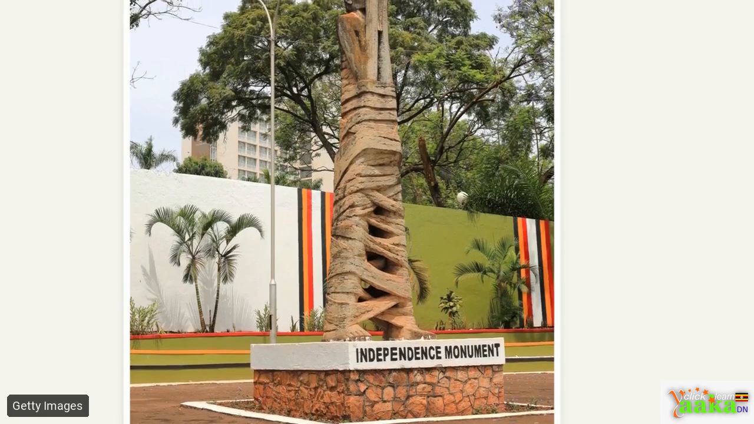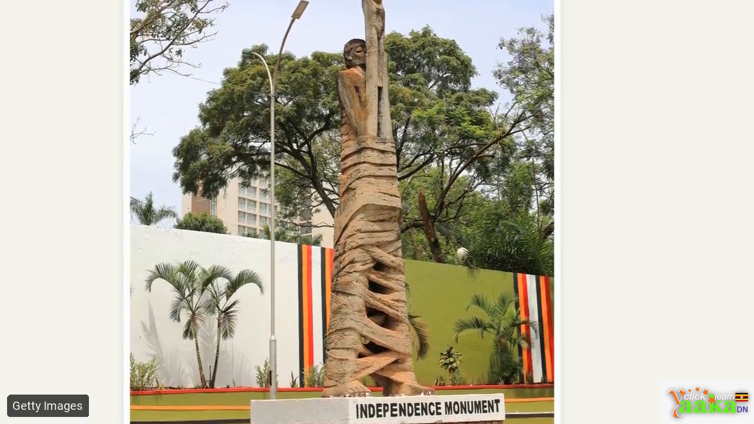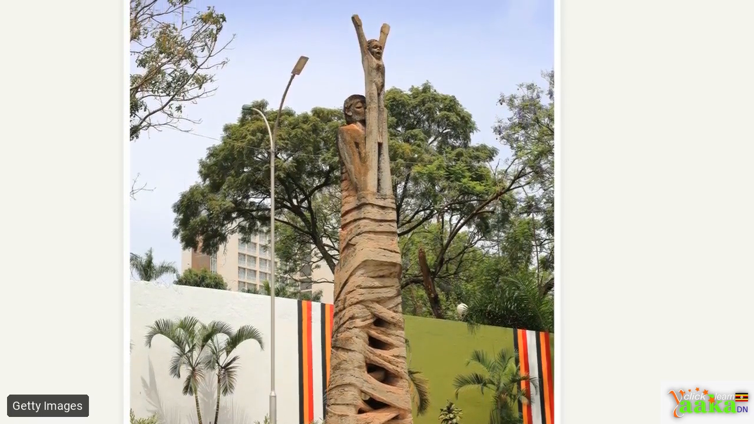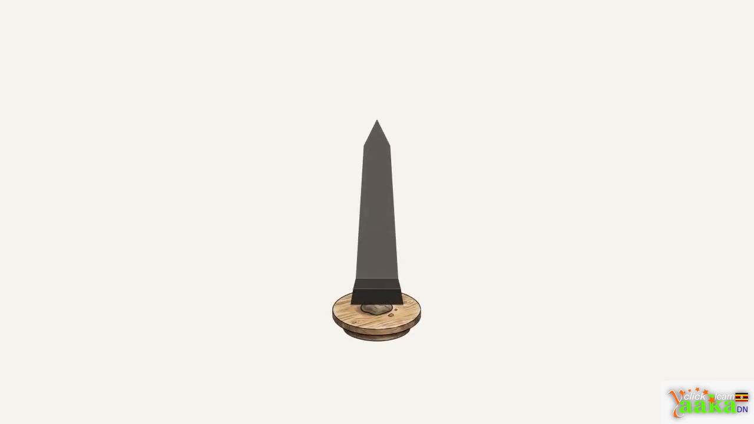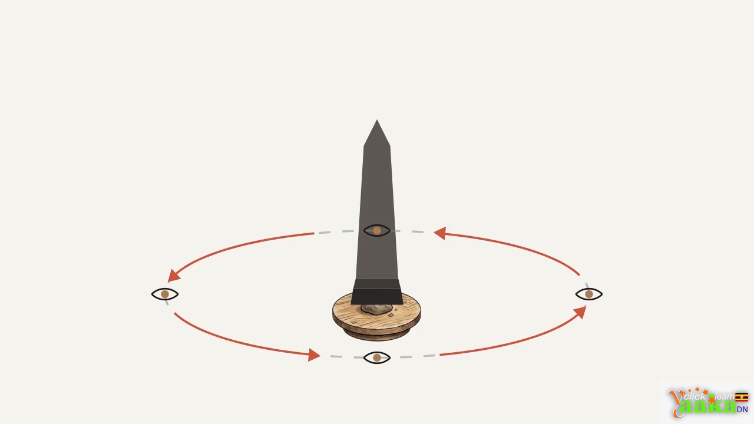When you look at a painting on a wall, your experience is mostly static. You stand in one spot and observe a flat, two-dimensional surface. But a physical object invites you to move. This is the Independence Monument in Kampala, a classic example of sculpture in the round. It is a freestanding, three-dimensional artwork built to be viewed from all 360 degrees.